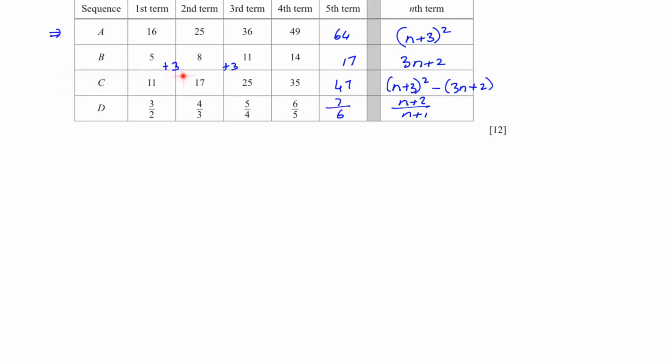Let's look at sequence B. Do you see that we add 3 to get the next term every time? So if it is an arithmetic sequence, without using that formula a plus (n minus 1)d, you can solve it directly. So the difference is 3, we will write 3n. And then from the first term, we subtract the difference, 5 minus 3, plus 2. So it's as easy as that.